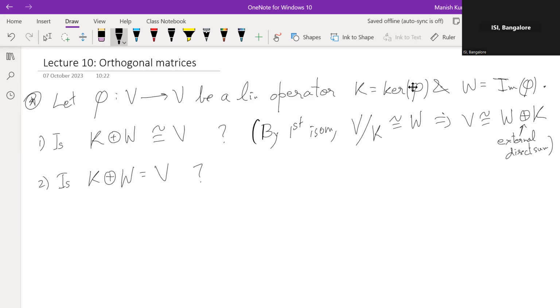So think of it as an external direct sum, meaning you don't think of them as subspaces of V, but as vector spaces in their own right, and then take the direct sum. But what if we try to think of them as subspaces of V? If you have two subspaces of V, then you can ask whether V is an internal direct sum of K plus W. So is the second statement true?